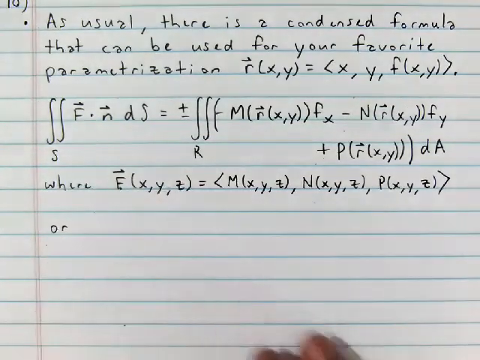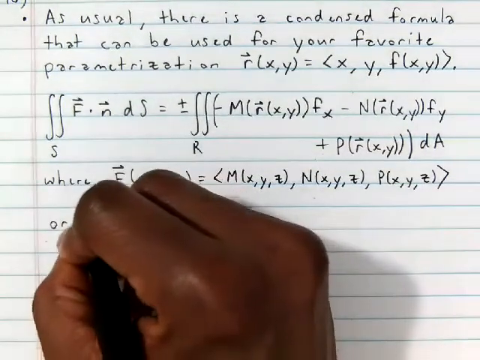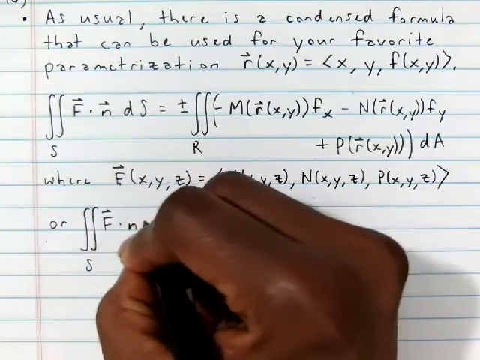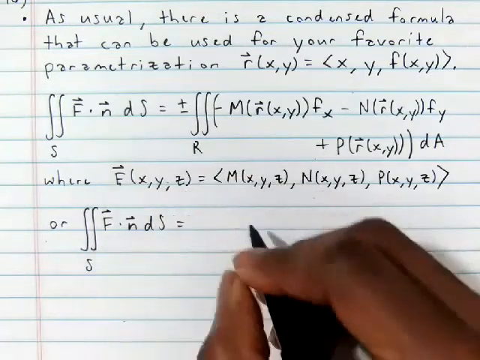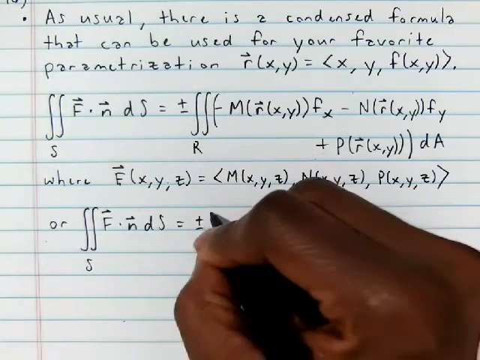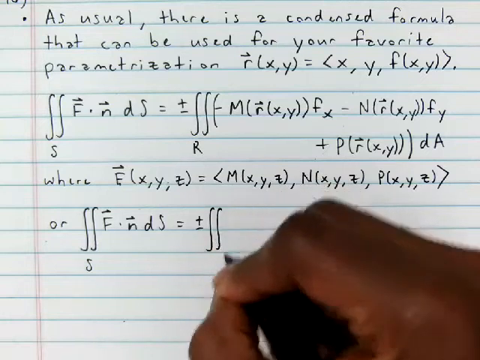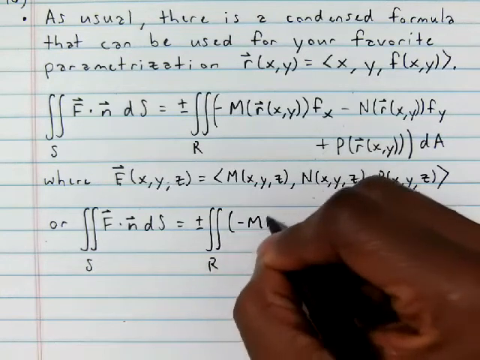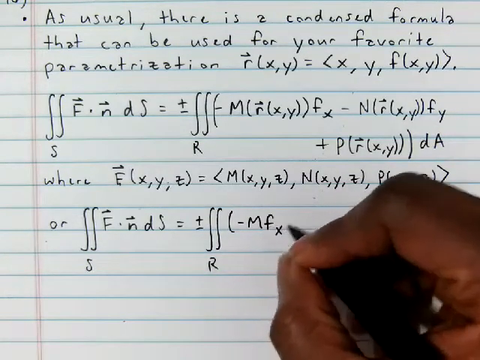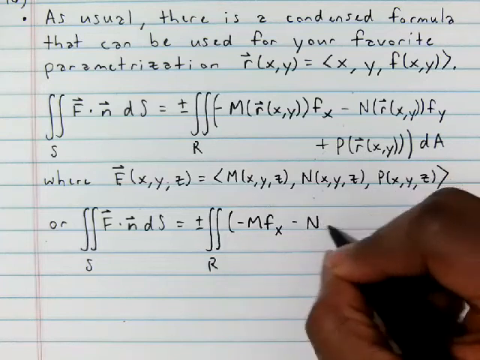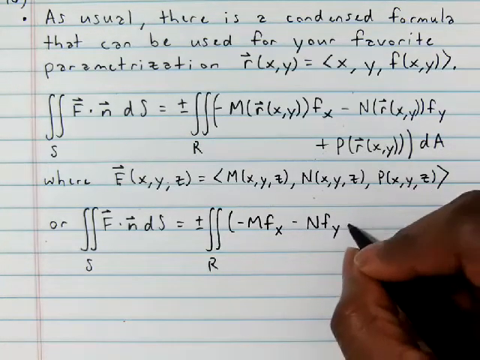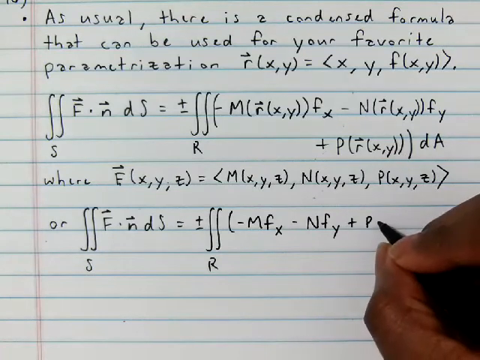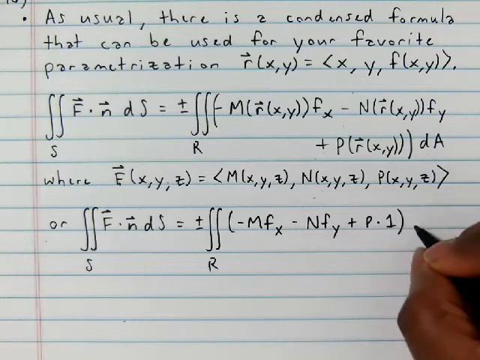or I think I can fit this on one line, surface integral over S of F dot n dS. The double integral over R of negative M times f sub x minus N times f sub y plus P, and the P is basically times 1, and I'm going to write that there and I'll explain why I'm writing it here. dA.